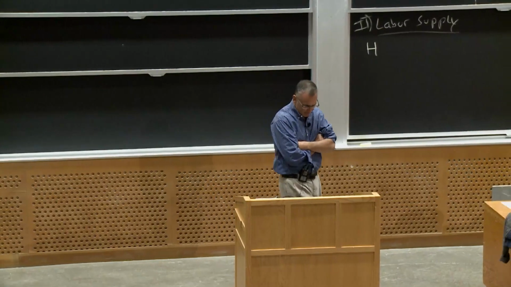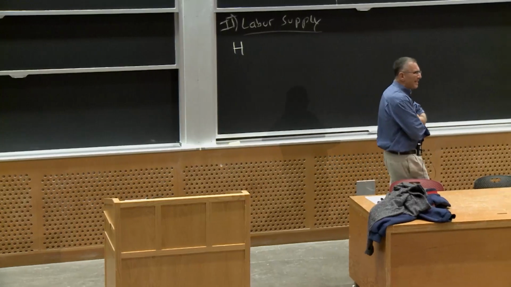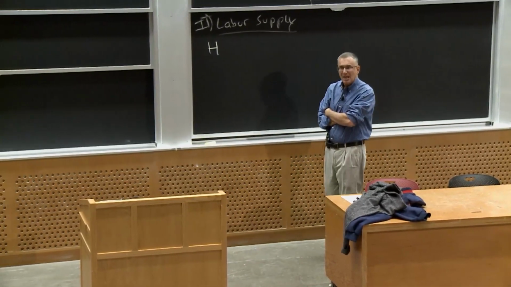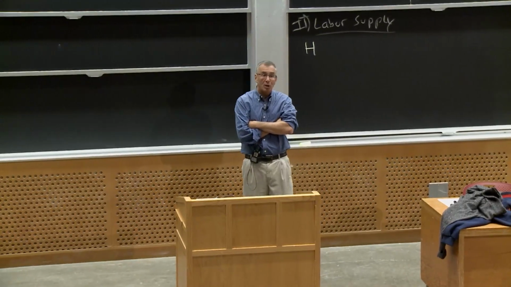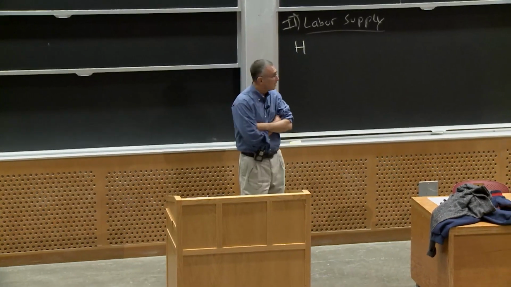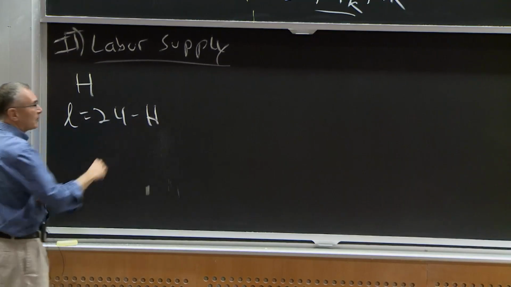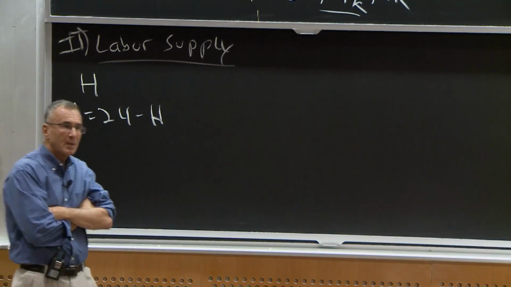The problem is we don't know how to model that. We don't model tracing bads and goods. That's too hard. So we're going to use a modeling trick. The modeling trick is we're going to define the complementary good to work, which is leisure. Leisure we'll just call 24 minus h. You have 24 hours a day. The amount of leisure you take is 24 minus the hours you work.